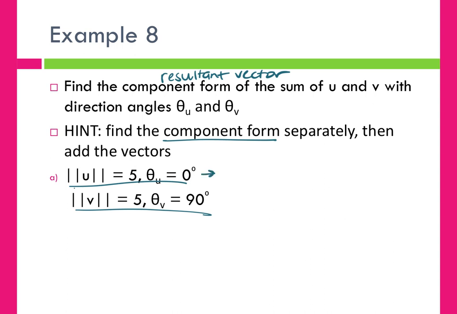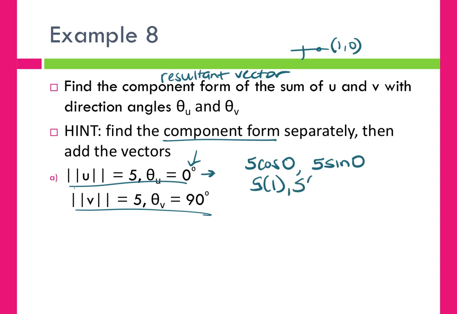So the component form of u would be 5 times the cosine of 0 degrees, comma 5 times the sine of 0 degrees. And we know at 0, our coordinate point there is 1, 0, so the cosine is 1 and the sine is 0. This component form would be 5, 0.